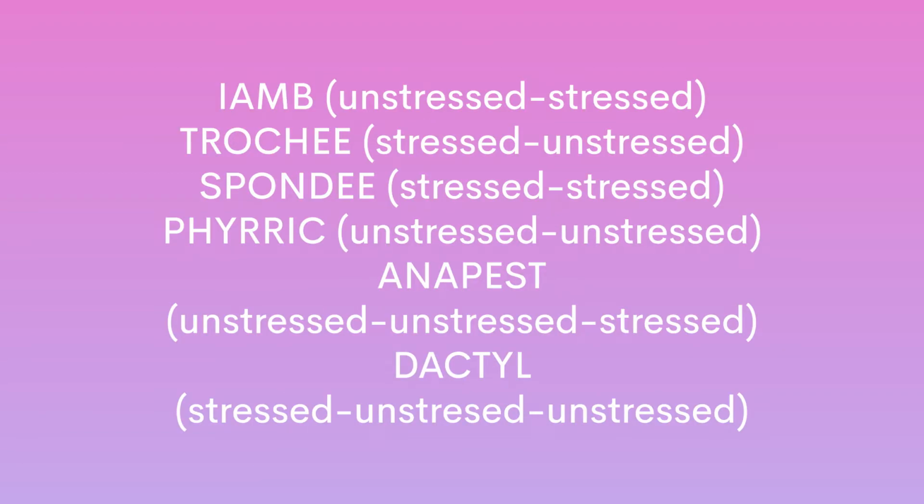The next element is prosody. Prosody involves stress, intonation, and rhythm. Prosody is used to determine the meaning of the line. A metrical foot is a grouping of stressed and unstressed syllables into a unit. The most common feet in English poetry are the iamb, anapest, trochee, dactyl, spondee, and pyrrhic.